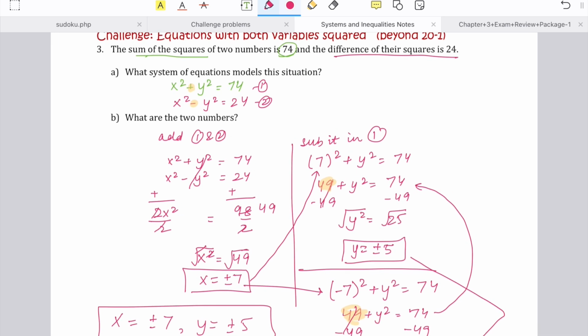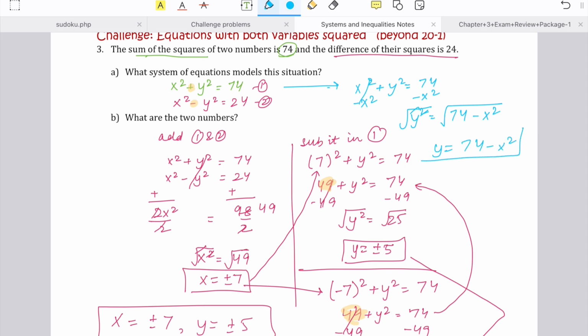Okay. You can also substitute by finding the y value. But you might have a square root. So if I do use substitution, it's going to be isolate for y. So let's use this equation. X squared plus y squared is equal to 74. Subtract x squared. You get y squared is equal to 74 minus x squared. Square root both sides. And then you put this in your second equation and solve it using that.